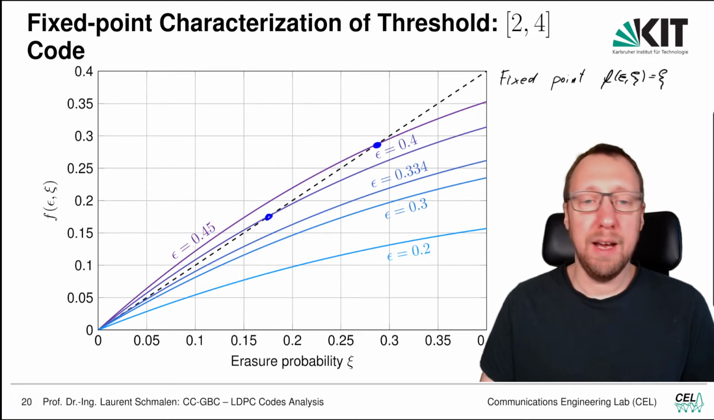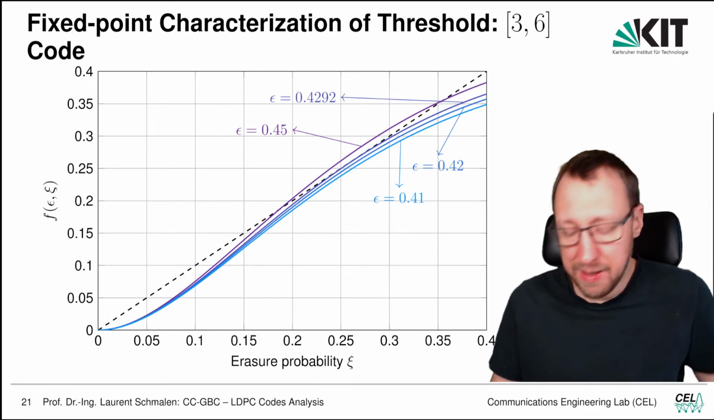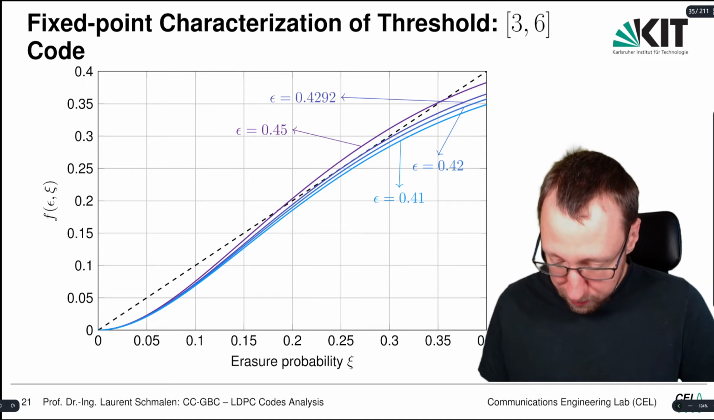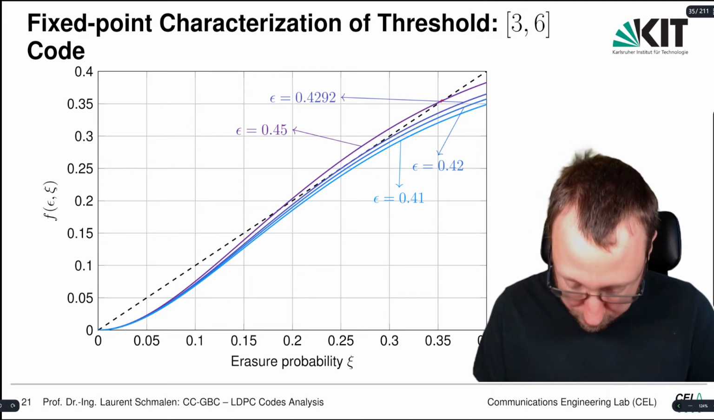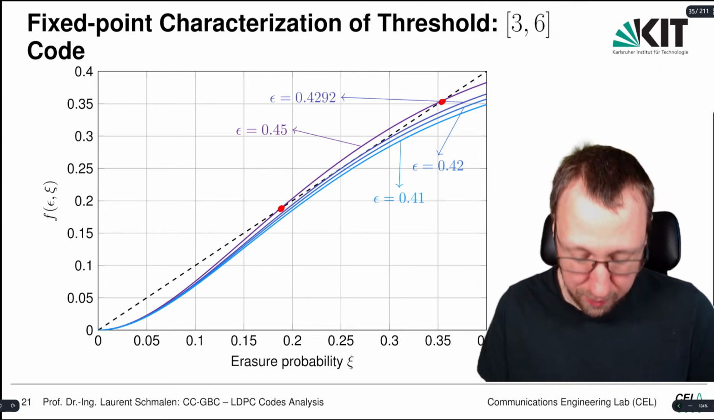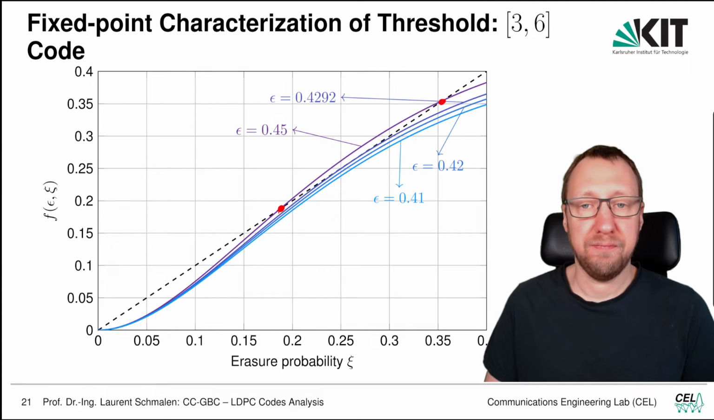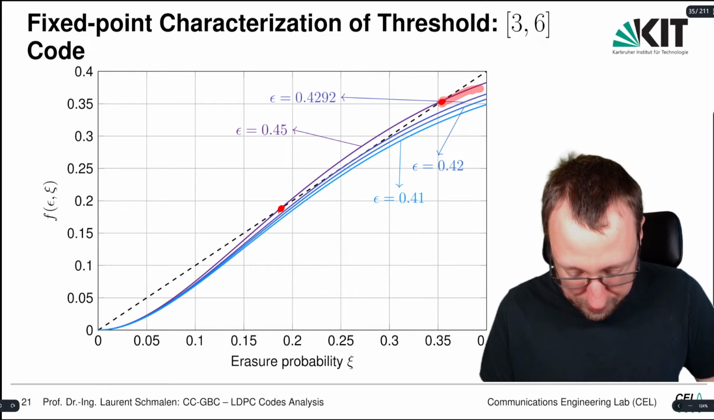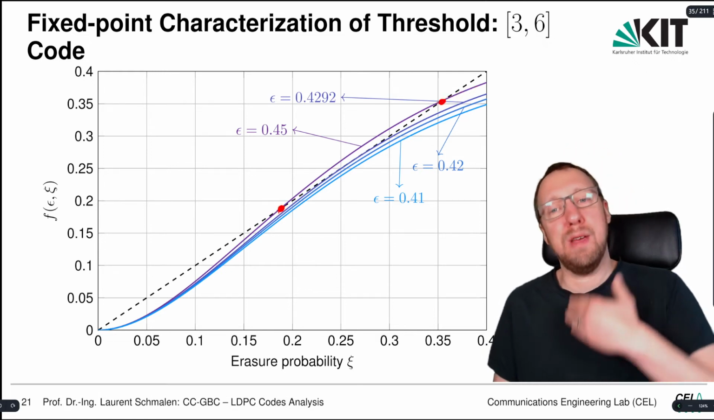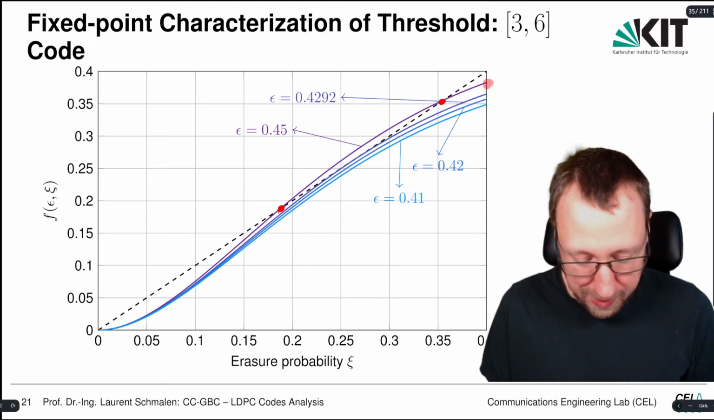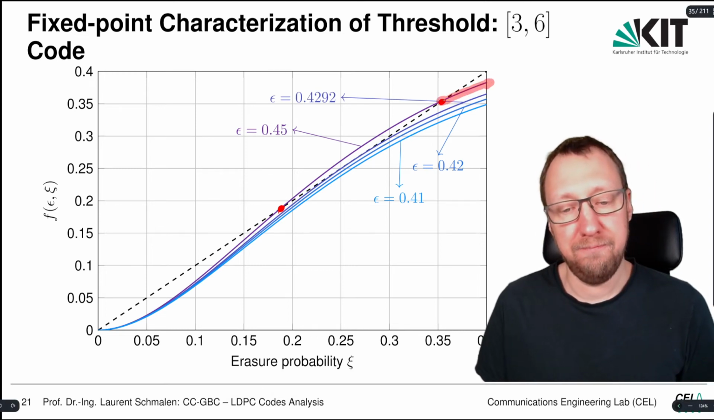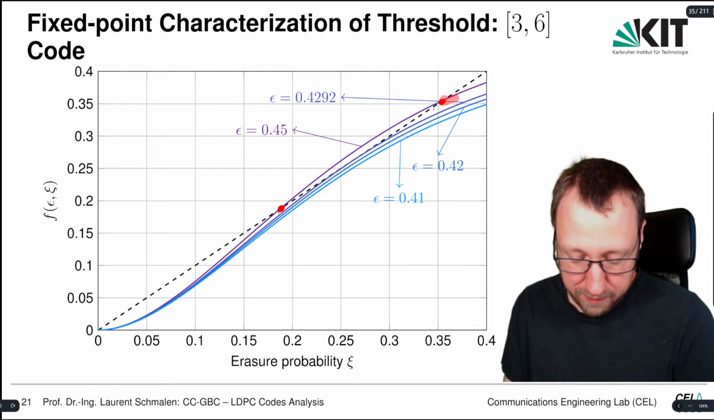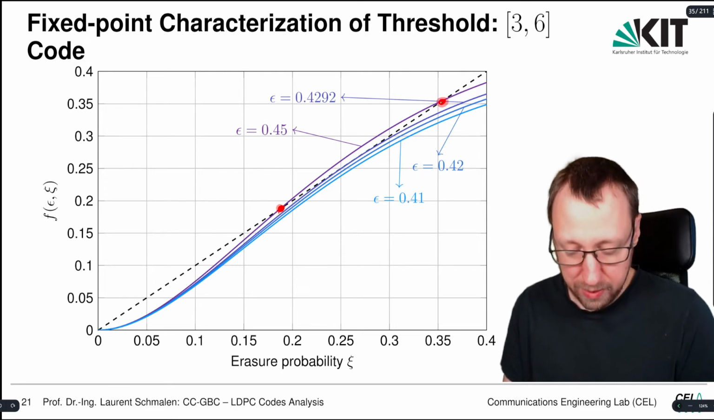Okay, so let's take a look at the other code. So this is the 3.6 code. We see that for epsilon equals 0.5, we have fixed points. We actually have two fixed points. So decoding will get stuck in this fixed point. There's no way that we can reach this fixed point, because we cannot jump over the fixed point. When we start from here, we'll get stuck in this fixed point. So we start with 0.45 and we'll get stuck in this fixed point.